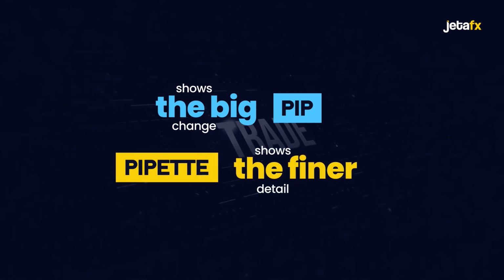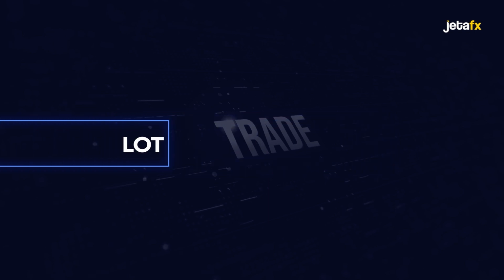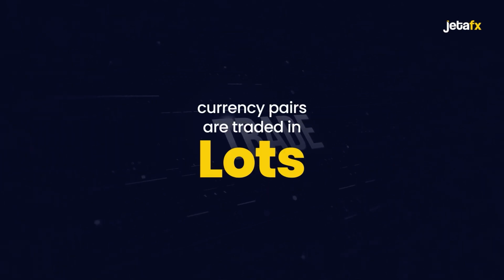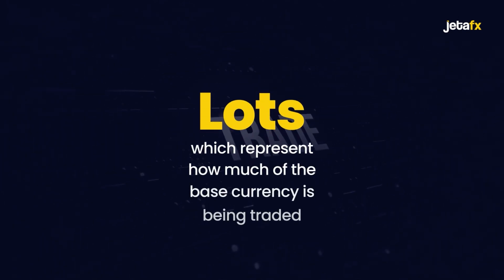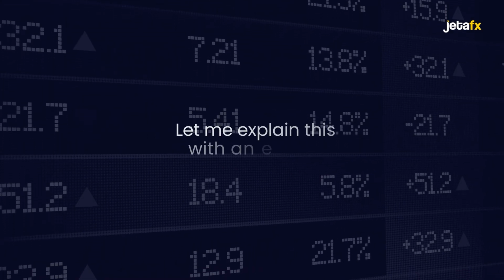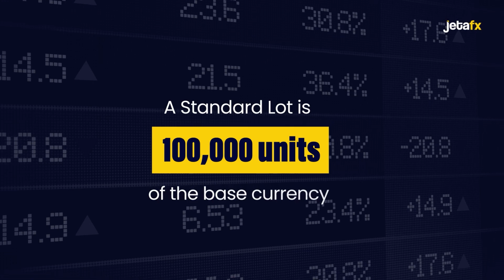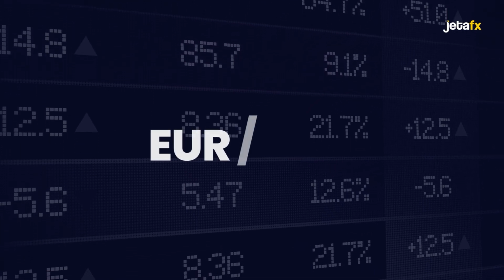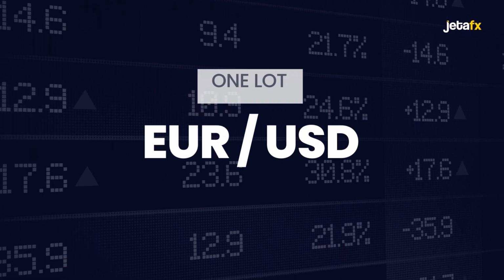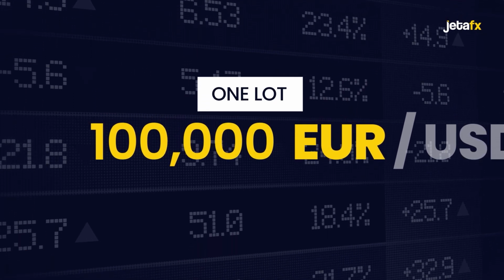Another important aspect is lot. In Forex, currency pairs are traded in lots, which represent how much of the base currency is being traded. Let me explain this with an example. A standard lot is 100,000 units of the base currency. So if you're trading euros per USD, one lot is equal to 100,000 euros.